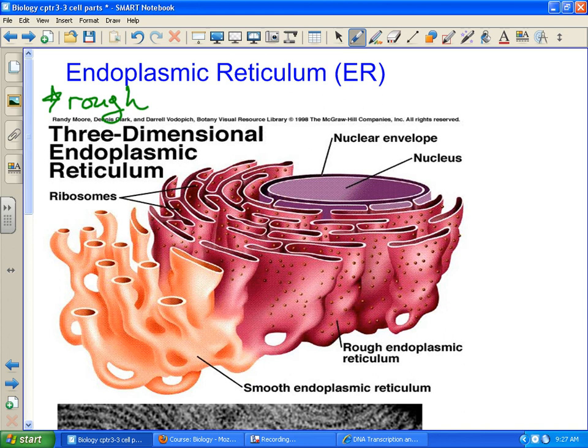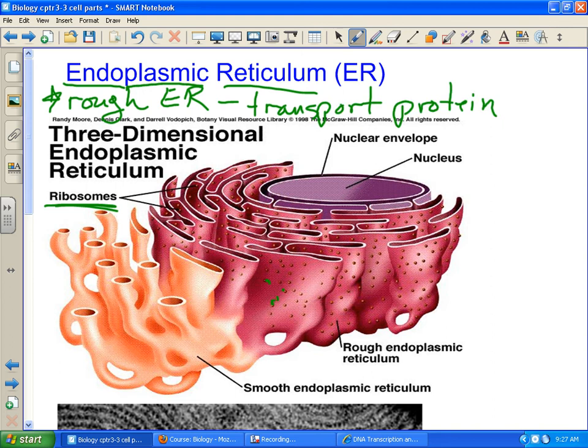So there's two kinds. What Brandon was just talking about, there's rough ER. I'm not going to spell ER out all the time, okay? But that's what it stands for: endoplasmic reticulum. Okay, big fancy word. Rough ER, notice what it has. It's got all these ribosomes. And what do ribosomes make? Proteins. So these are mostly used for transporting proteins.